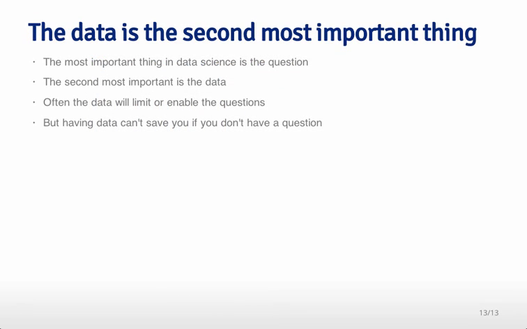The data are actually the second most important thing in data science. The most important thing in data science is the question you're trying to answer, and the data should follow that question. Often the data will limit or enable the questions you're trying to ask. In other words, you start with a question and you might not have the data to be able to answer that question, so you have to modify the question to answer a sub-question or a related question.